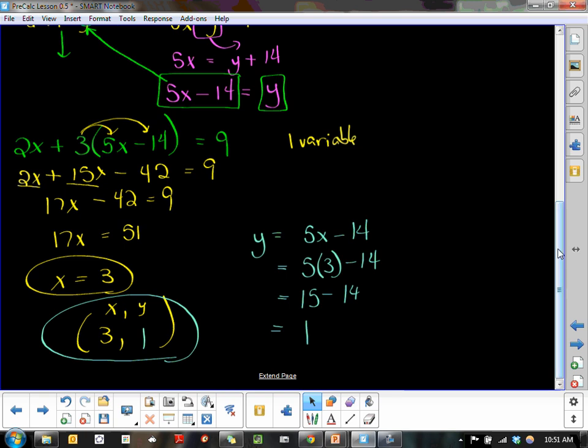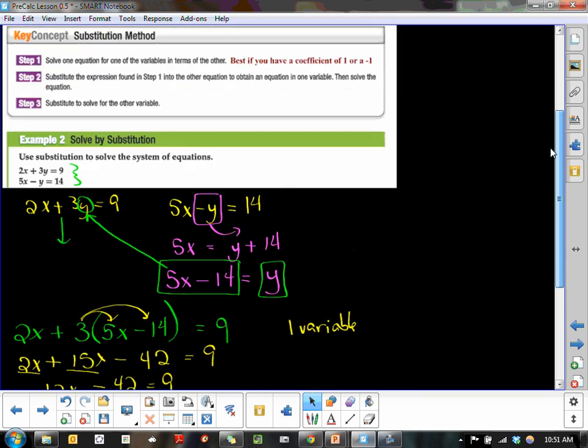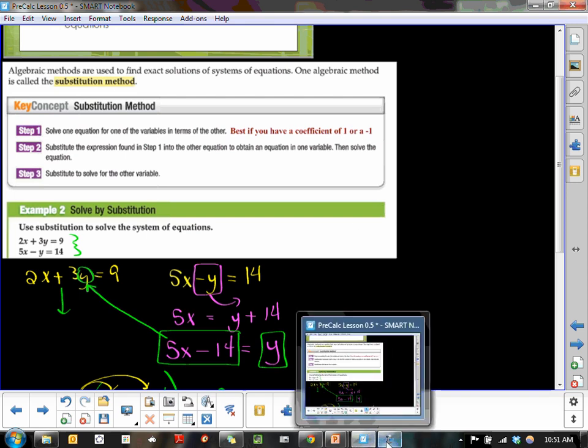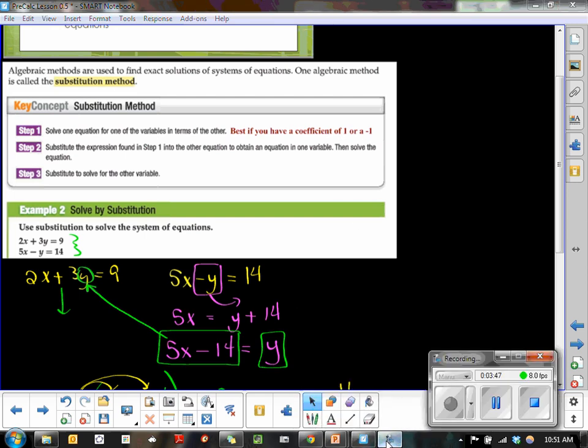That's the substitution method. That's the technique that we can use. Again, if I'm going to use a substitution method, I'm looking for the 1 or negative 1 to make this the easiest possible way for me. If I don't have coefficients of 1 or negative 1 in this equation, I'm probably going to look for another method to try.